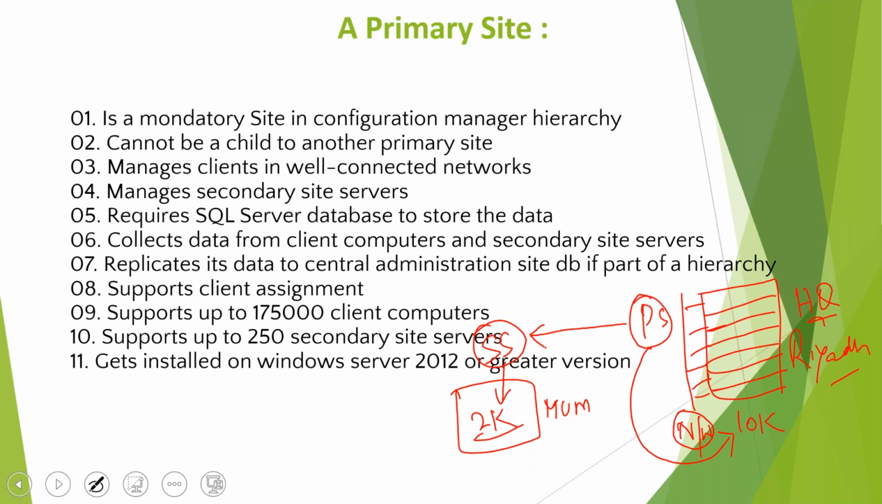So what does it say? It manages clients in well-connected network. It manages secondary site as well. So it manages these 10,000 devices, plus it is managing the devices in the secondary site in other location. For example, you have another location called Hyderabad, and there are 2,000 devices here.